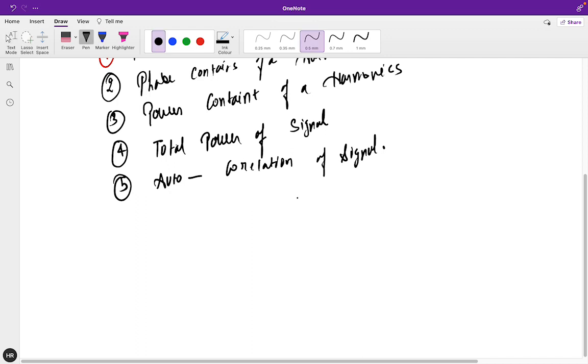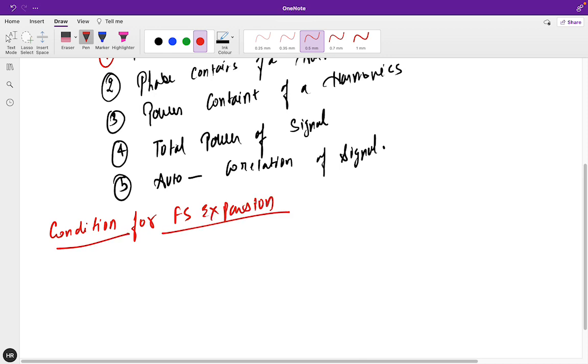There are conditions for applying the Fourier series, known as the Dirichlet conditions. So when can we apply the Fourier series? It is applicable only if it satisfies the three conditions. We will study those conditions for Fourier series expansion. The first is the Dirichlet condition.